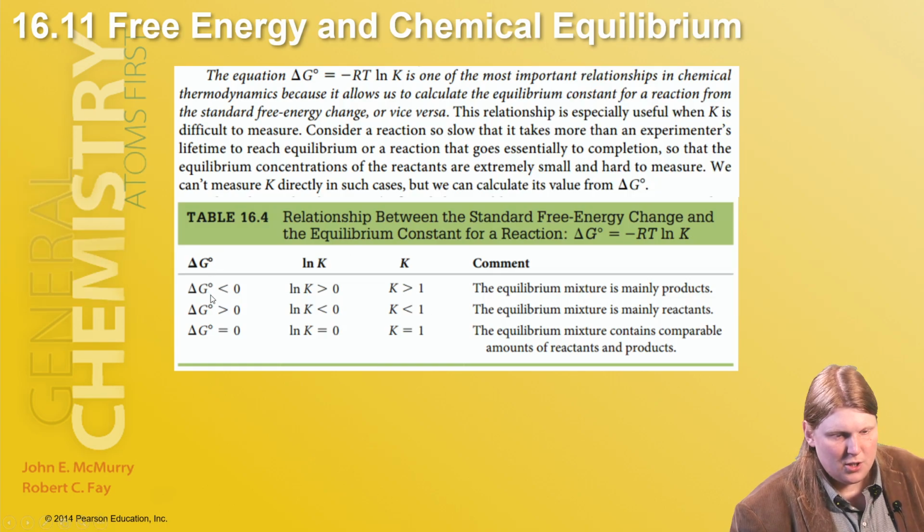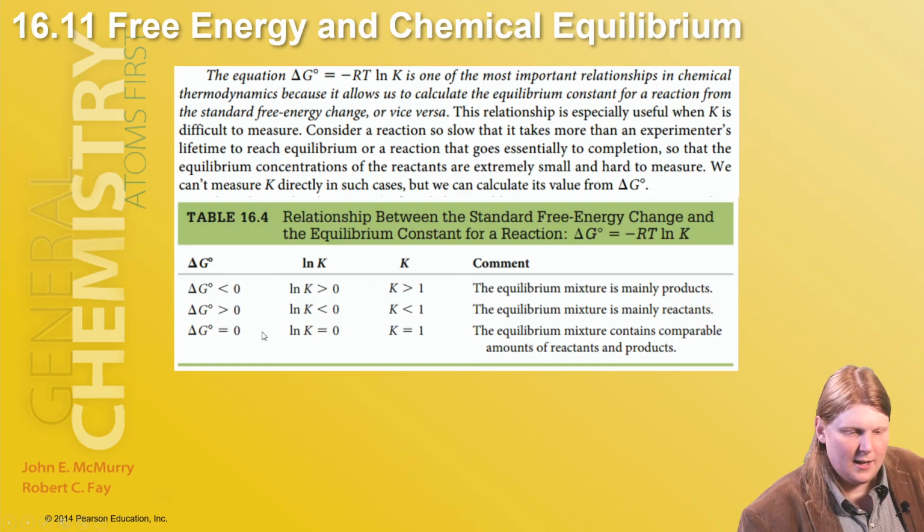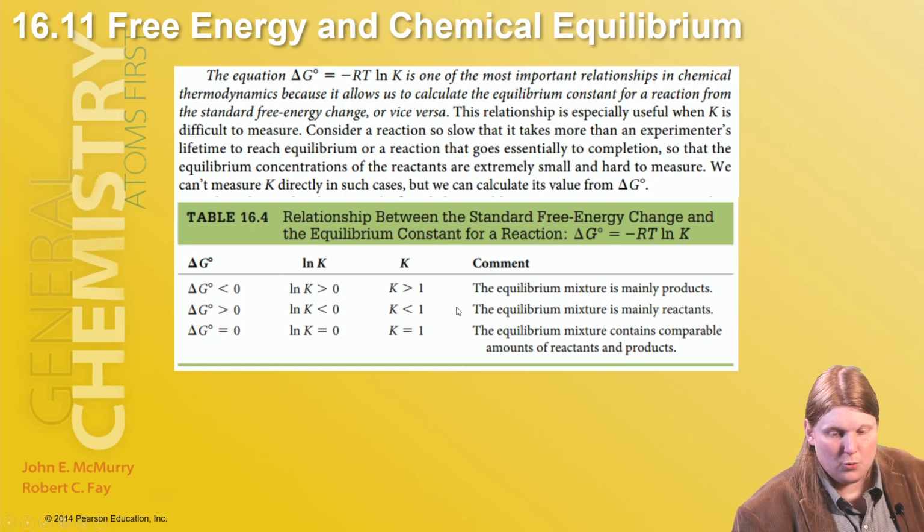So if delta G naught is less than 0, then the natural log of K is greater than 0 and K is greater than 1. So if delta G naught is a negative number, then K is greater than 1 under the 25-degree temperature setup. If delta G naught is greater than 0, then K is less than 1. If delta G naught is 0, then K is equal to 1.